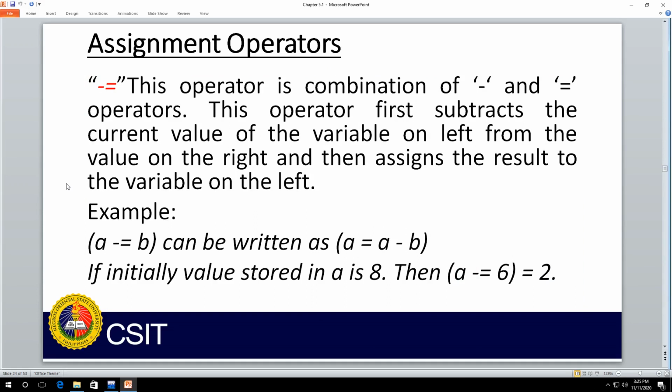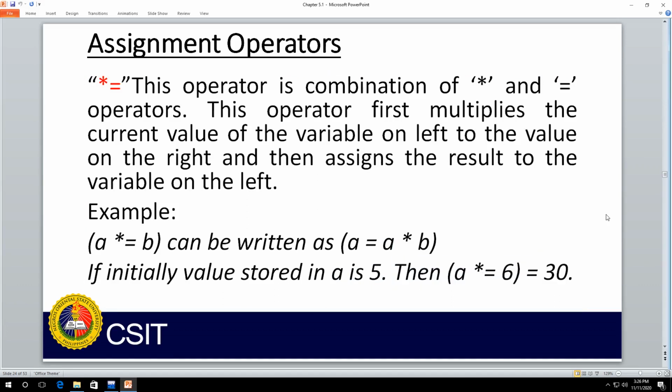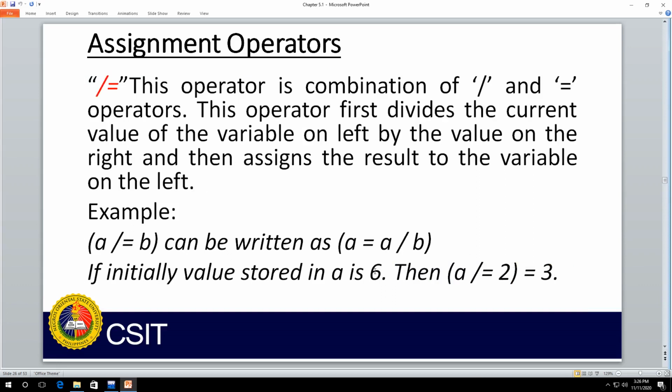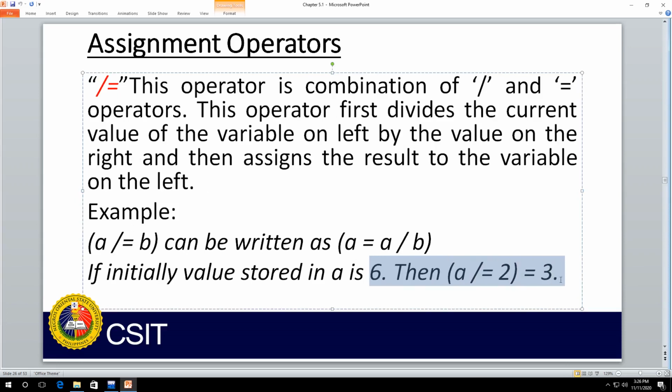For the subtraction, yes, the subtraction assignment operator, still the same. A minus equals b can be written as a is equals to a minus b. So in this example, a is 8, so a minus equals 6 will be 2, since a is 8 and the number is 6, so 8 minus 6 is 2. Then you have the multiplication, still the same, a times b, so this is 5 times 6 is equals to 30. Then you have division, still the same, 6 divided by 2 is equals to 3.